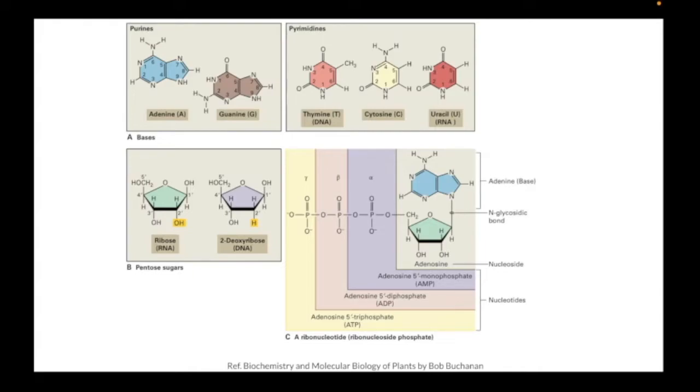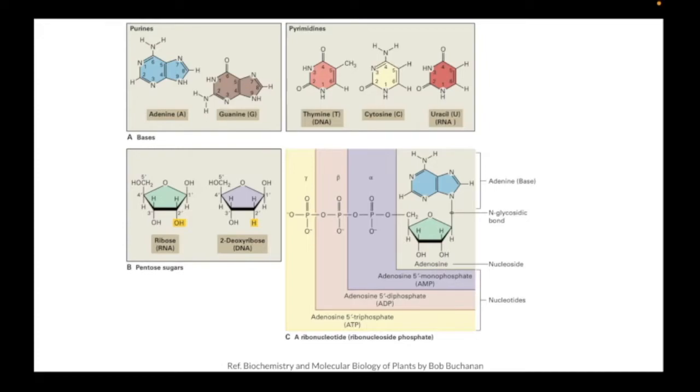The nucleosides are made up of a base and a sugar. So base plus sugar is a nucleoside. And if one phosphate group attaches at the 5' position of the pentose sugar in a nucleoside, then nucleotide monophosphates are formed. If two phosphates attach, nucleotide diphosphate is formed, and if 3 phosphate groups are present, then nucleotide triphosphate is formed.